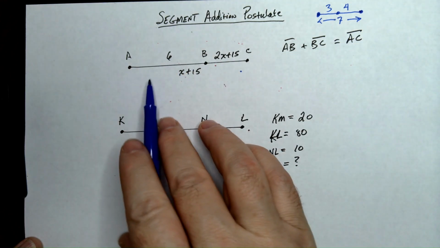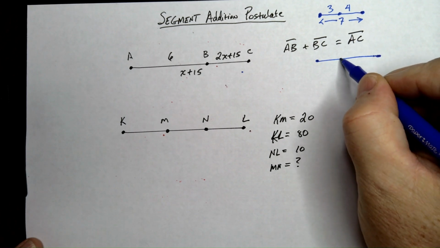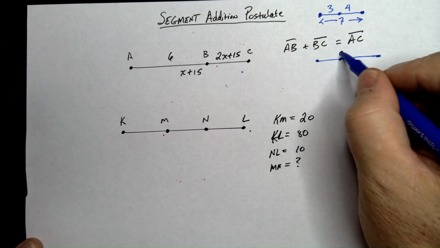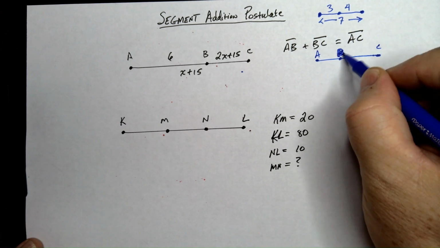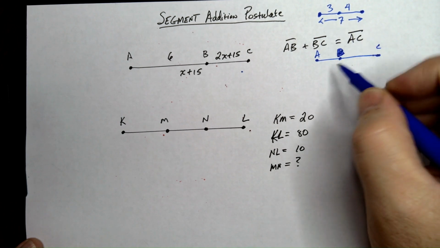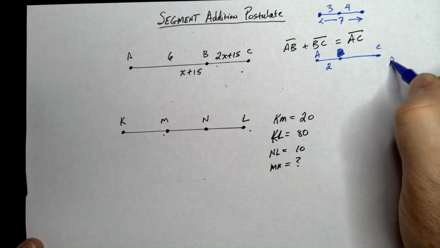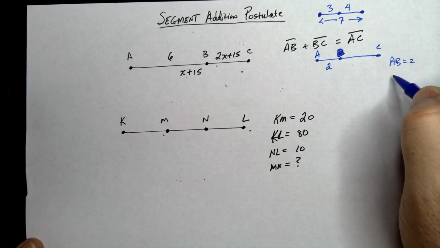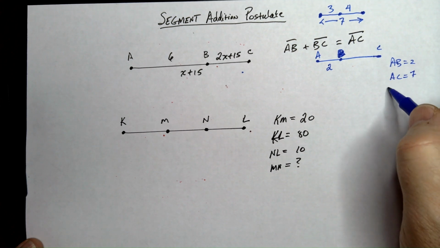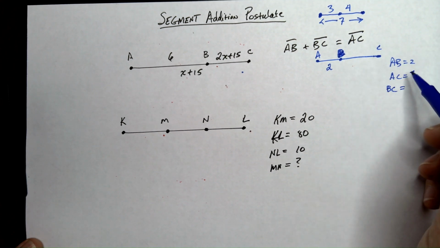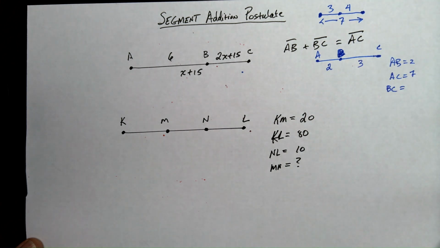So let's say, for example, let's do another one like this. Let's say this is A, this is B, and this is C. Now, let's say AB was 2, and let's say AC was 7. Well, then what would BC have to be?